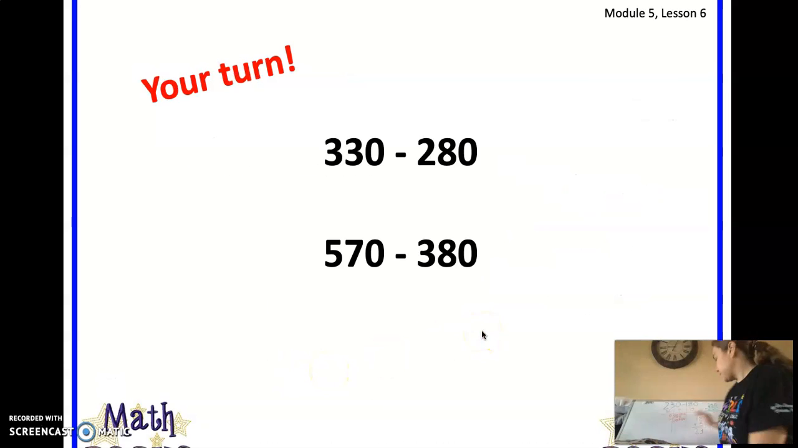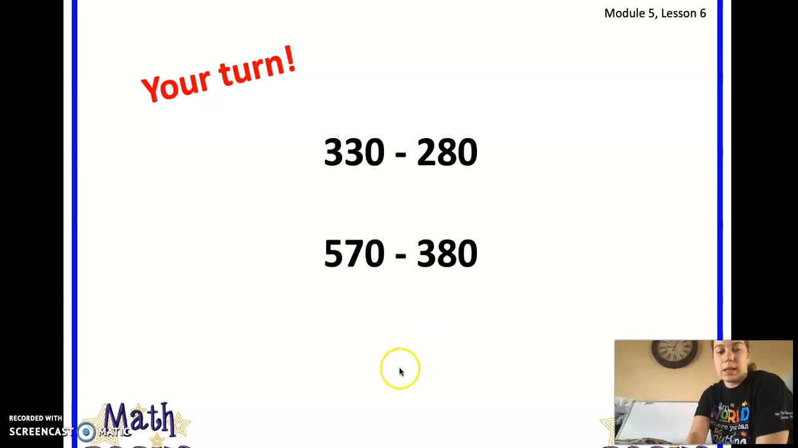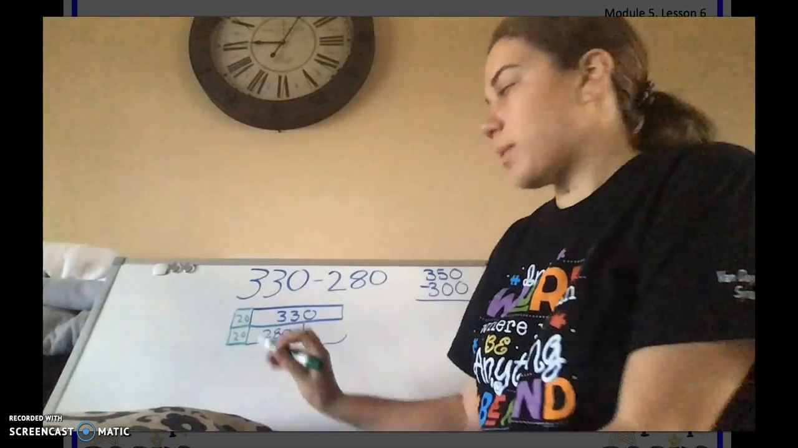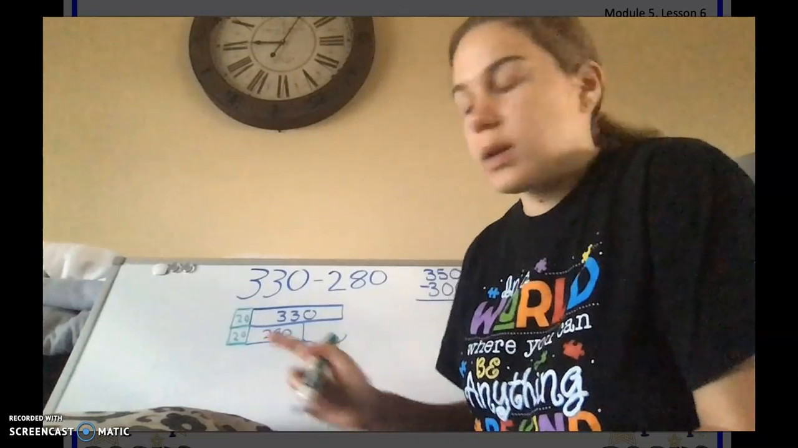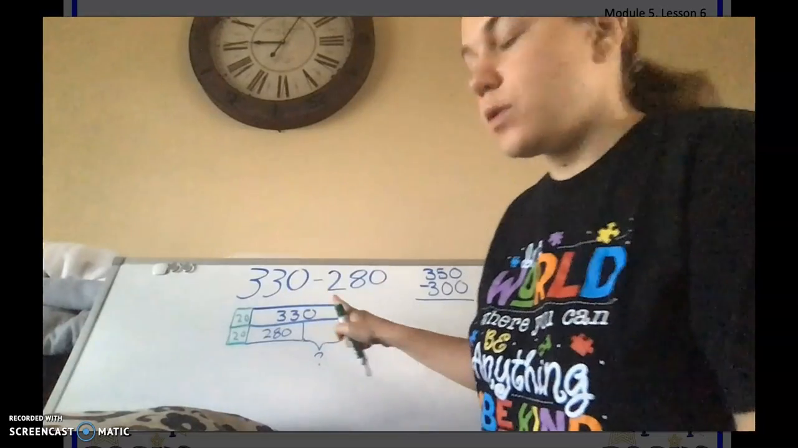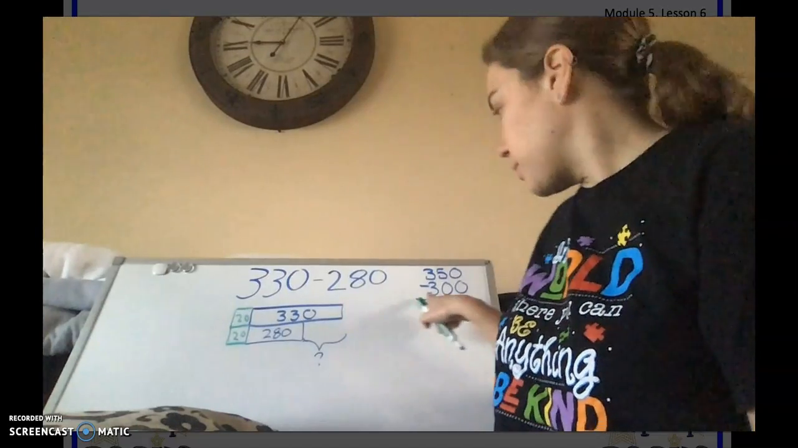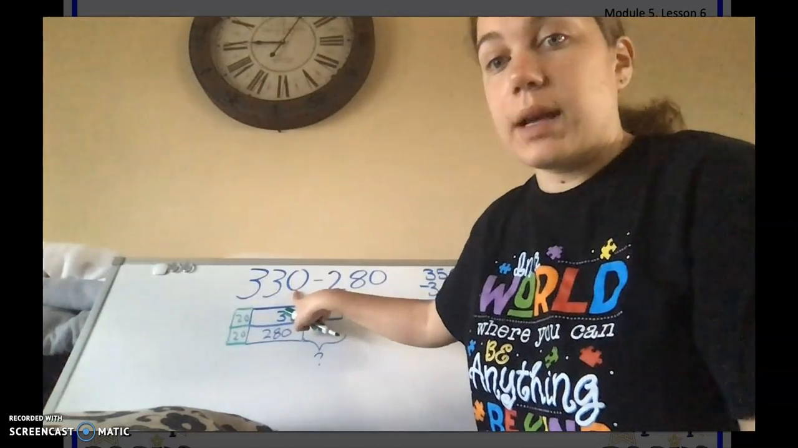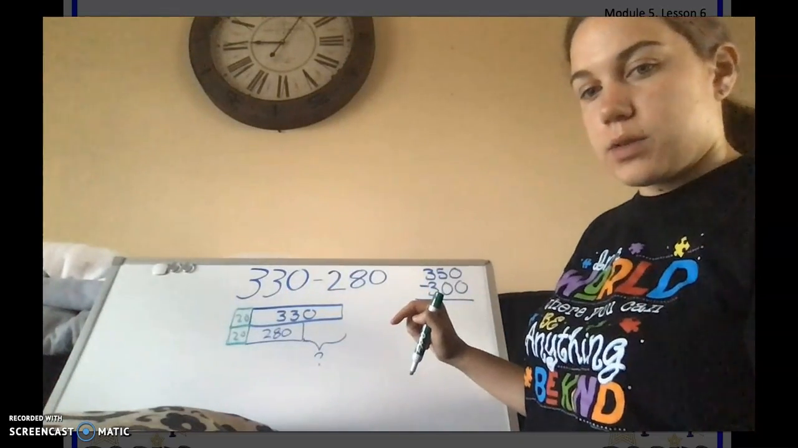Now let's try another one. So we have 330 minus 280. In order to make that easier, you can add 20 to both. So remember, whatever you do to one, you do to the other. So if you add 20 to 280 to get to the nearest 100, which is 300, you get 300. And then you also have to add 20 to this one, so you get 350. Now you can do 350 minus 300.